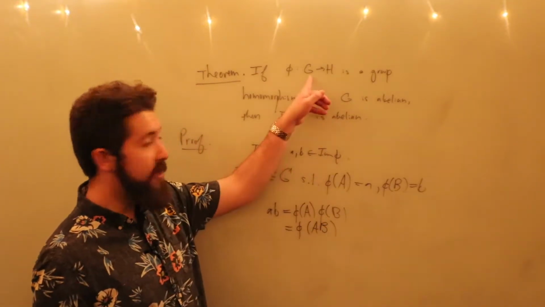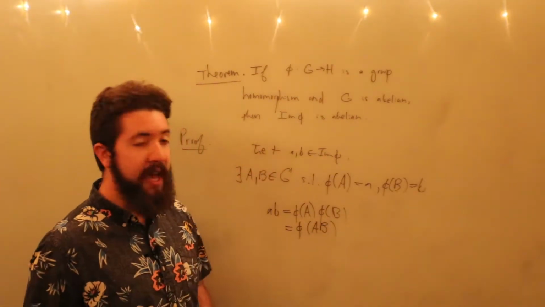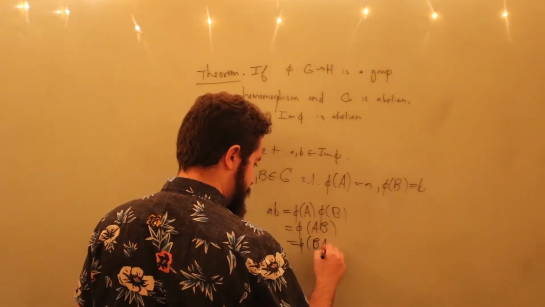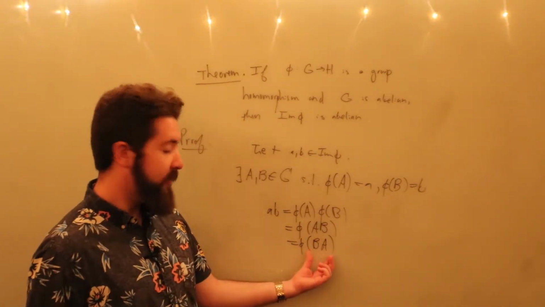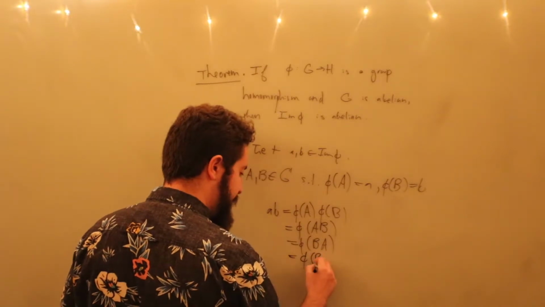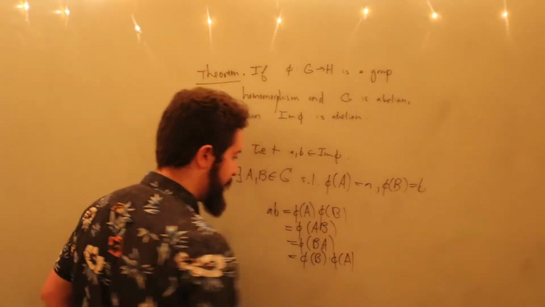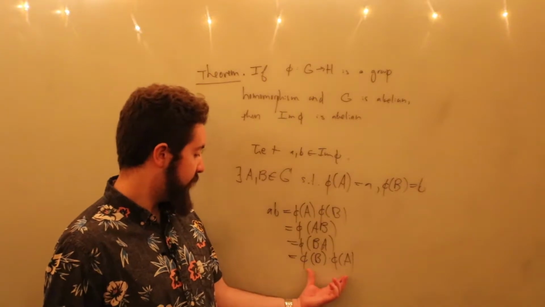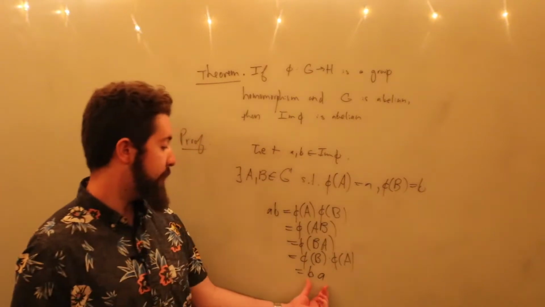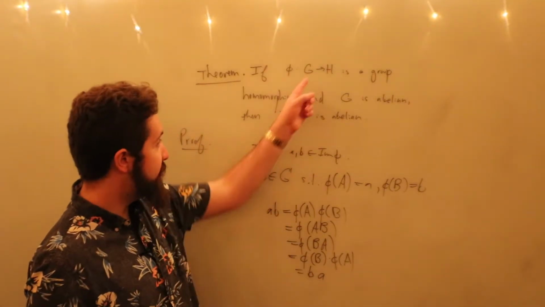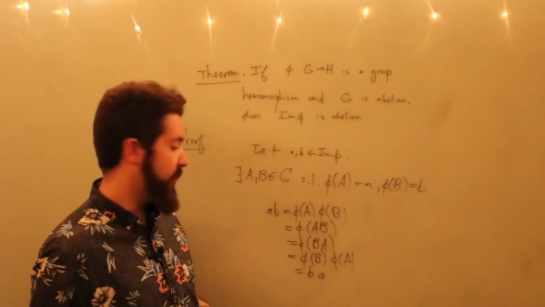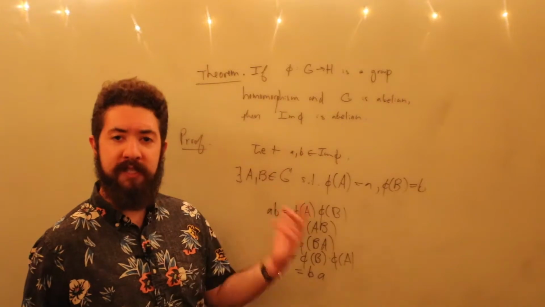Now we said that G is an abelian group, so that means A times B must be equal to B times A. Now, once again, phi is a group homomorphism, it preserves multiplication, so this is equal to phi of B times phi of A. But now look what we've shown, right? Phi of B is equal to little b and phi of A is equal to little a. That means that because G is an abelian group, for any two elements a and b in the image of G under phi, ab is equal to ba. In other words, it is an abelian group.